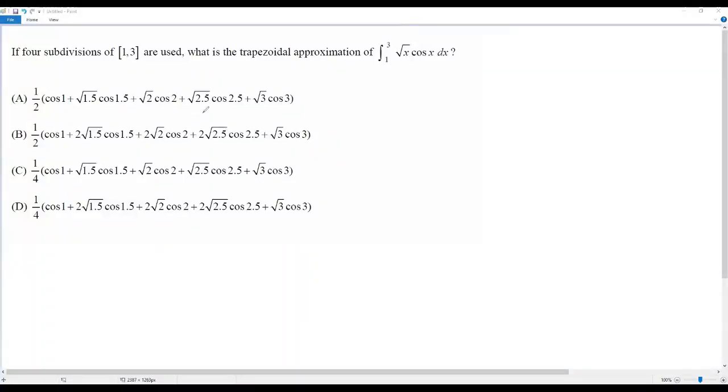Here we have an AP Calculus AB problem. Okay, let's go to the question. If four subdivisions of [1, 3] are used, what is the trapezoidal approximation of the integral from 1 to 3 of square root of x cosine x dx? Okay, first let me write the formula to get a trapezoidal approximation of a definite integral.